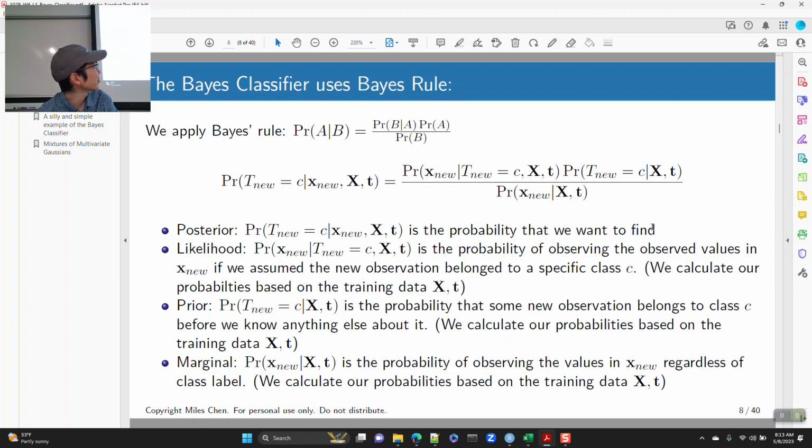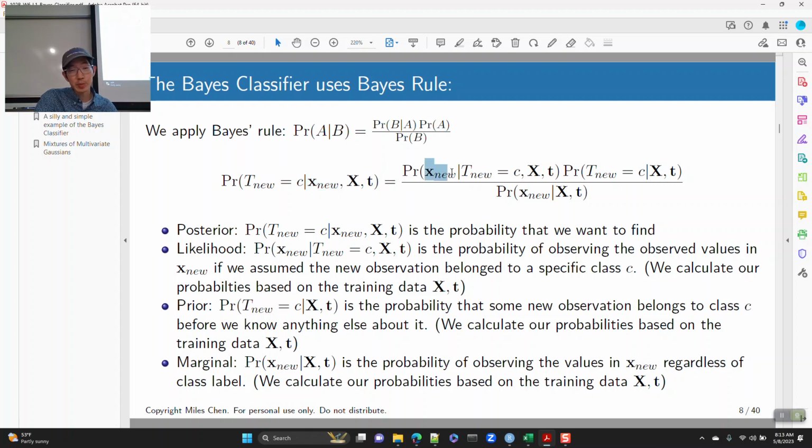Our formulas just get more and more complicated, but it's really just Bayes' rule. So just keep in mind we have A given B is equal to B given A times the probability of A divided by the probability of B. What's the probability that it belongs to class C? That's like the A, and then this stuff is like the probability of B. So we're going to say: what is the probability that we belong to class C given our X values?